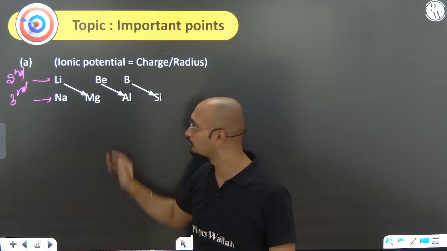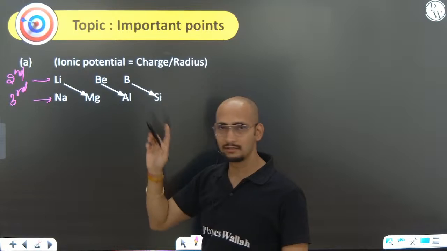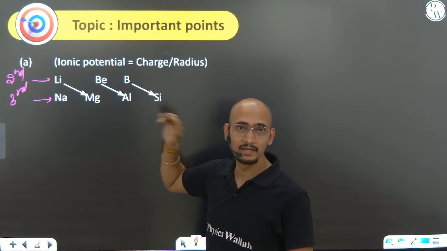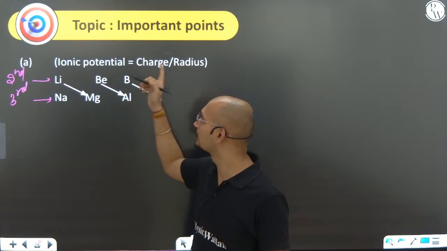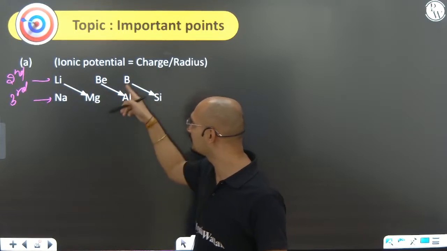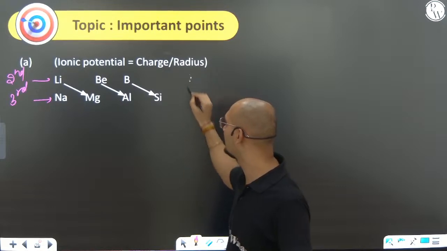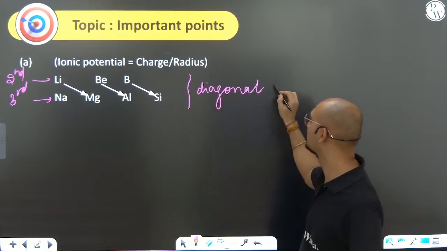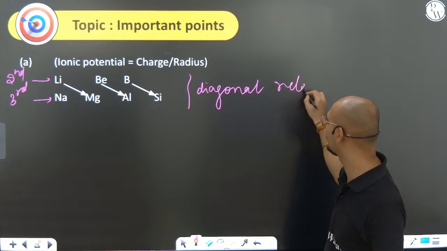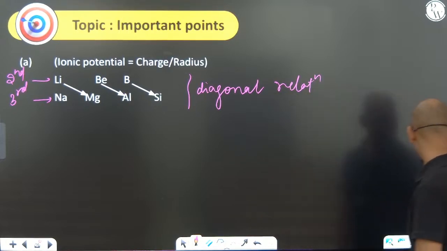Please keep in mind, though they are not in the same period, not in the same group, not in the same family, but still they show the same kind of property. Can you see that they are diagonally placed, so it is called a diagonal relationship. So they may ask you a question, which of the following show diagonal relationship. Can you just tell me, or put the correct option there?